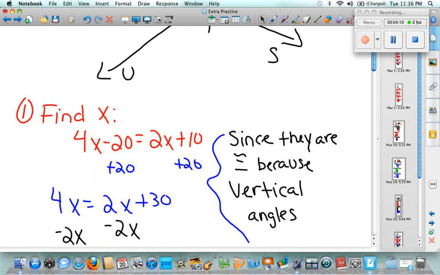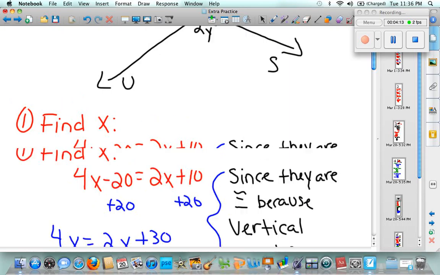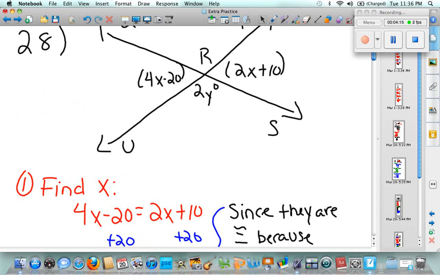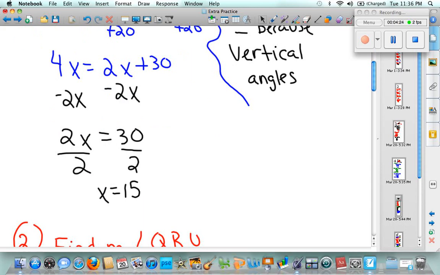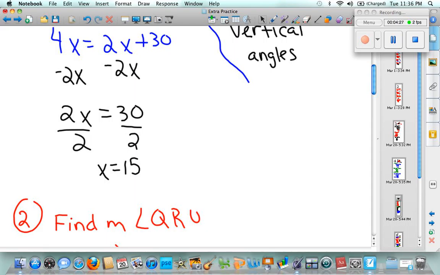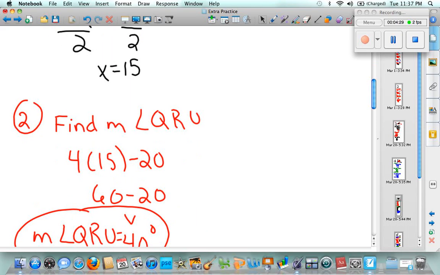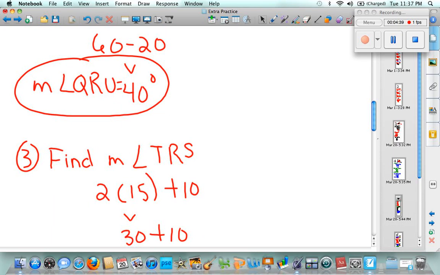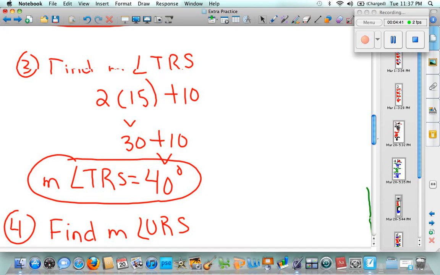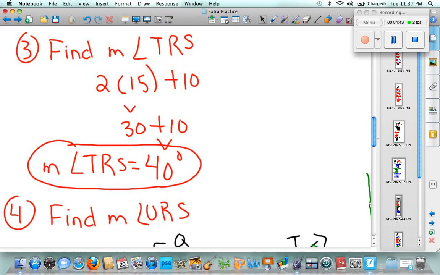In this one, we need to find x. We set them equal to each other because they are vertical angles. Vertical angles are congruent. Subtract 2x from both sides, or if you went about it the other way and subtracted 4x, that's fine. But in the end, you should get 15 for x. Next, you need to actually find the measure, so you replace x with 15. Simplify and you get 40 degrees. Find the other measure, replace x with 15, and you should get 40 degrees.